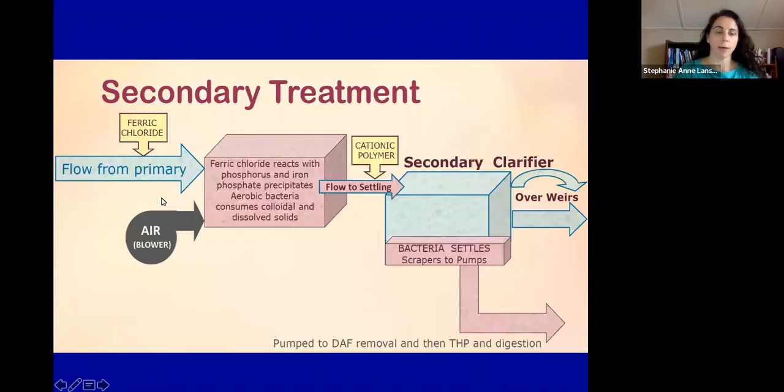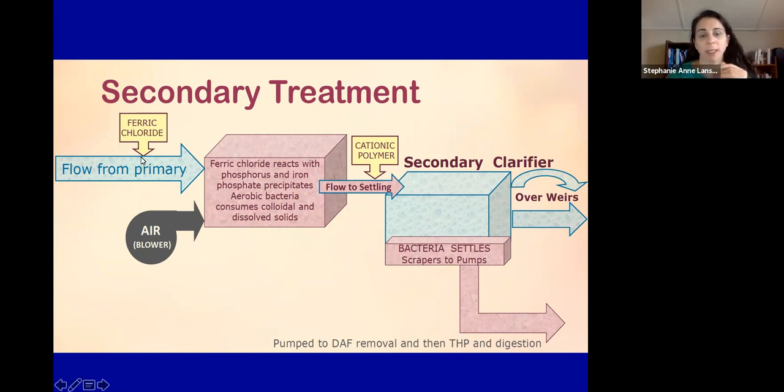So again, we have our flow. We're going to add ferric chloride here. What we're trying to do is reduce, again, this ferric chloride has two functions. Not only does it help with settling, but it also combines with the sulfur to reduce the amount of hydrogen sulfide that might be released, which can cause odors. So it's actually twofold.